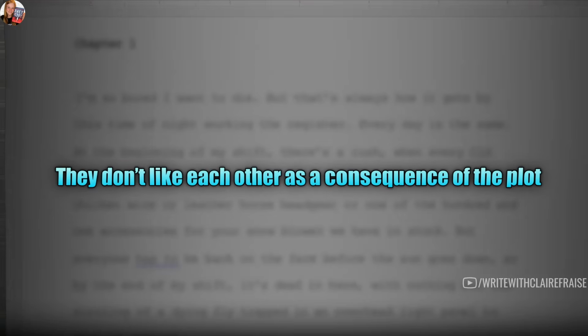Your second option, and this is the one that I personally really like, is you can have them not like each other on a plot level. Give them opposing goals. Like in order for them to both achieve what they want, they have to do it at the expense of the other person. If one of them accomplishes their goal, the other one does not accomplish their goal.